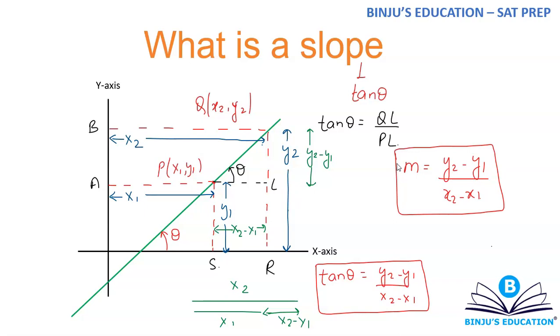So in other terms, you'll find this in books that slope of a line is nothing but change in y coordinate divided by change in x coordinate, or slope is also defined as rise over run, and so forth. But what is the technical definition of a slope? Slope is nothing but tan of the angle made by the line with x-axis in anti-clockwise direction. Once you know the theta, once you know the angle, you know the slope.